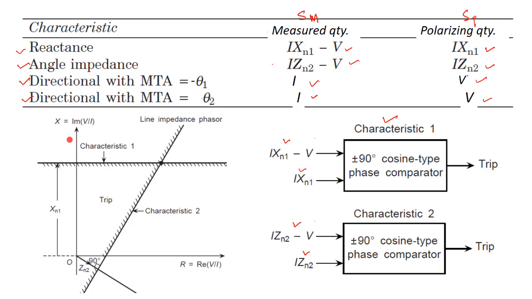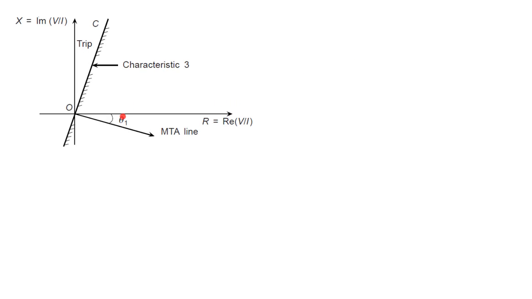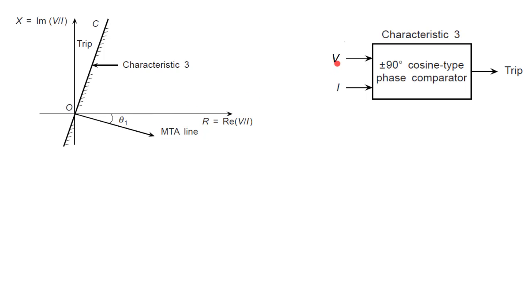Now, how can we implement the third and fourth characteristics? This is characteristic 1, this is characteristic 2, this is characteristic 3 and characteristic 4. Characteristic 1 and 2 we implemented, then we will see how we can implement 3 and 4 using the phase comparators. Because this is a directional relay, it is very easy to implement just by putting V and I across the cosine type phase comparator, and we can get the trip output.